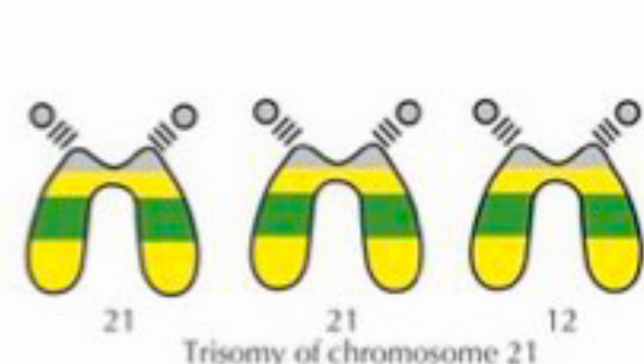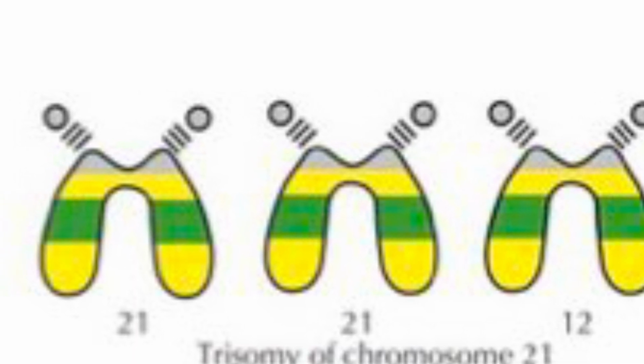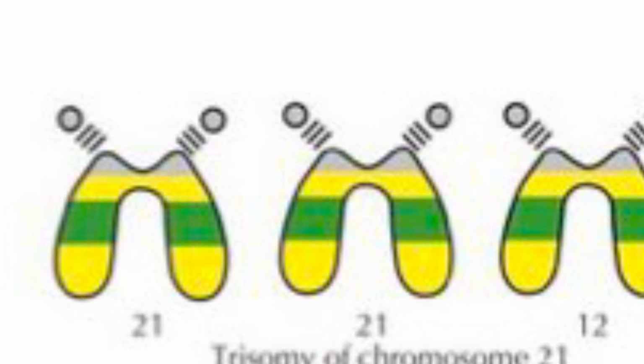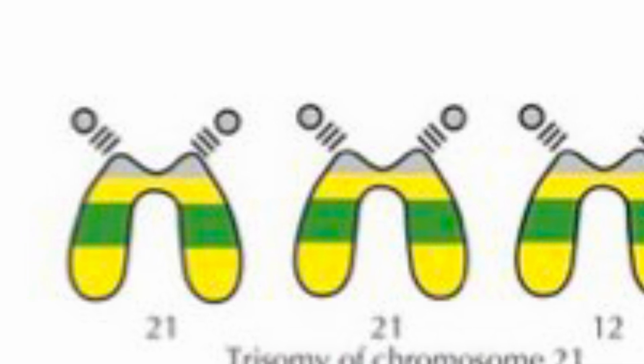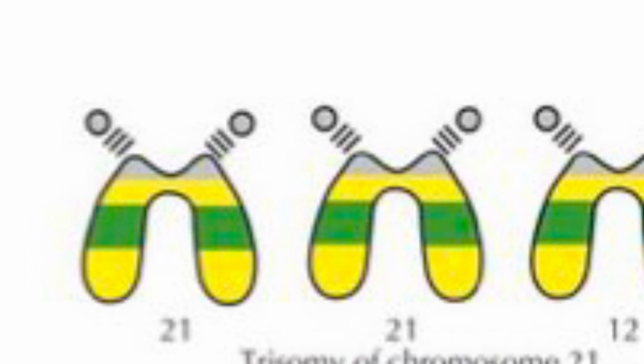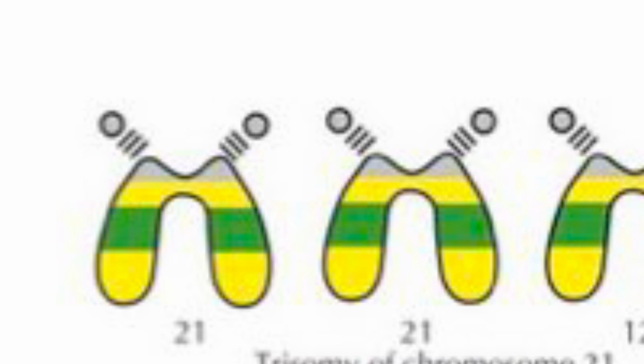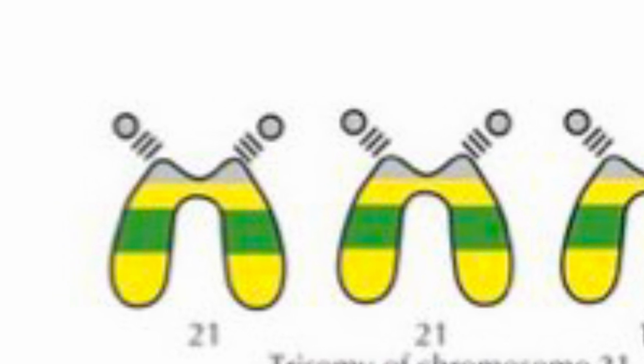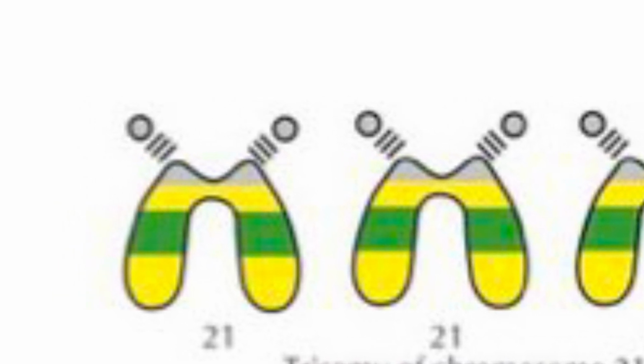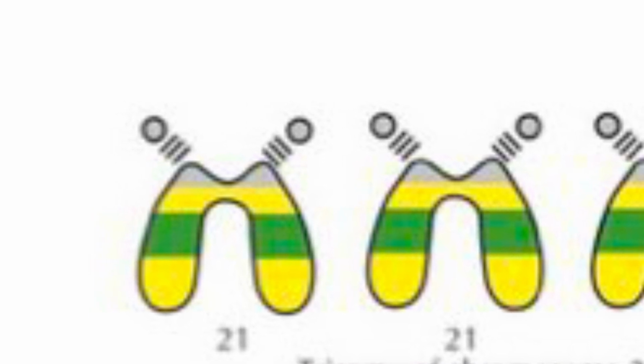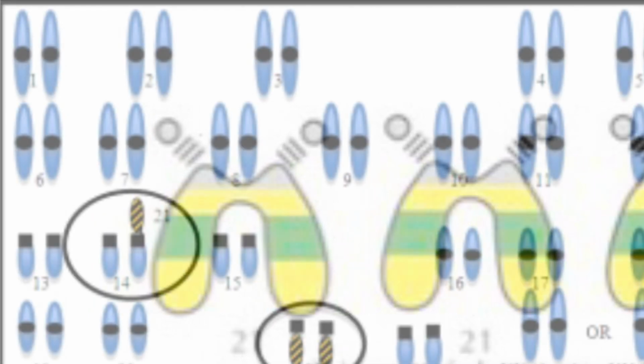There are three types of Down syndrome, the most common being trisomy 21. Trisomy 21 occurs when every cell in the body has 3 copies of chromosome 21 instead of 2. Trisomy 21 affects around 5,000 babies a year, with an occurrence of approximately 1 in every 691 births.